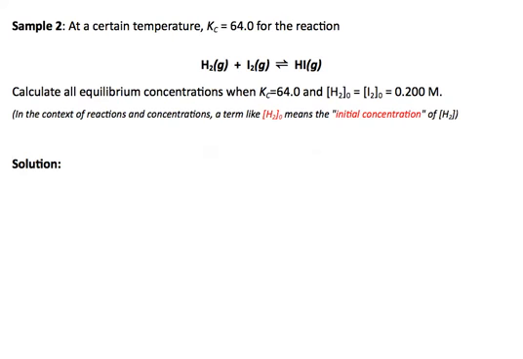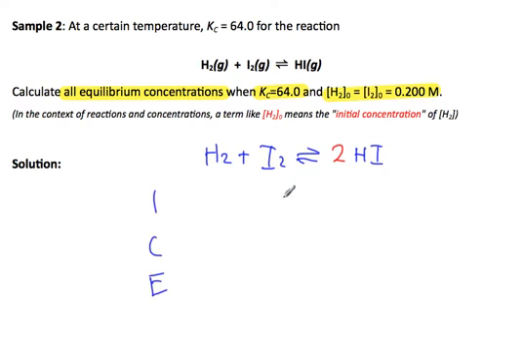So let's try another one quickly. So we'll go through this one. It's pretty much the same. There's our reaction. Don't forget to balance it. And here again, we're given a value of Kc, and we're given initial concentrations. And so we're asked to calculate all equilibrium concentrations. And so once again, the ICE table comes first.